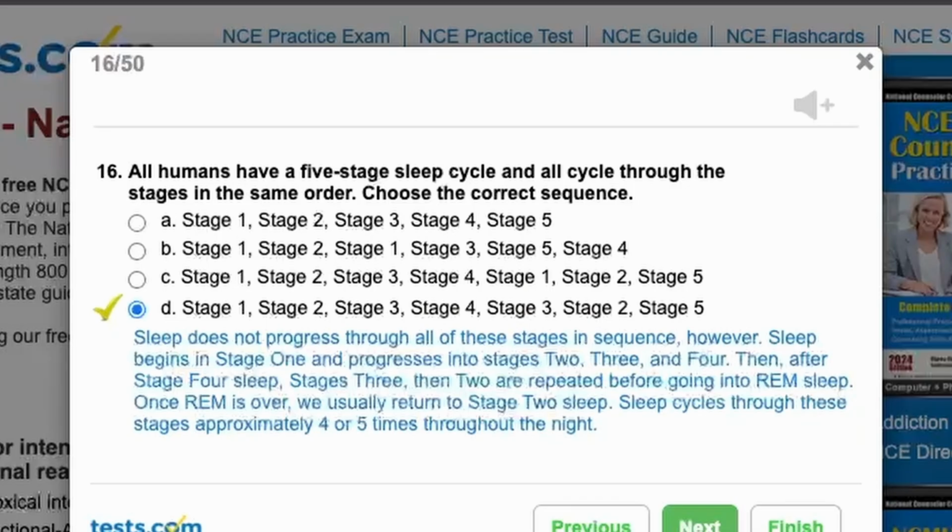D. Sleep does not progress through all of these stages in sequence, however. Sleep begins in Stage 1 and progresses into Stages 2, 3, and 4. Then after Stage 4 sleep, Stages 3, then 2 are repeated before going into REM sleep. Once REM is over, we usually return to Stage 2 sleep. Sleep cycles through these stages approximately 4 or 5 times throughout the night.